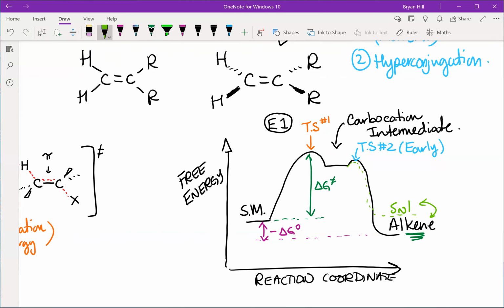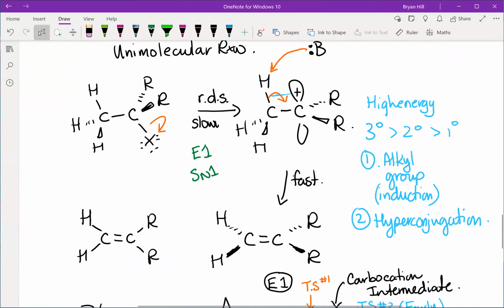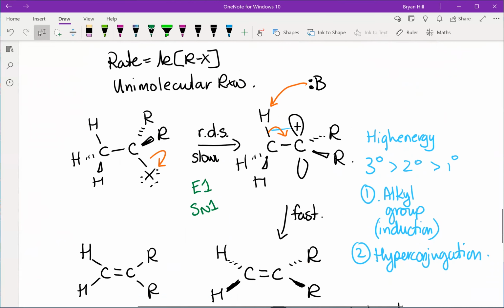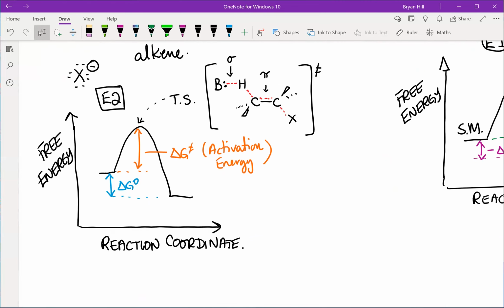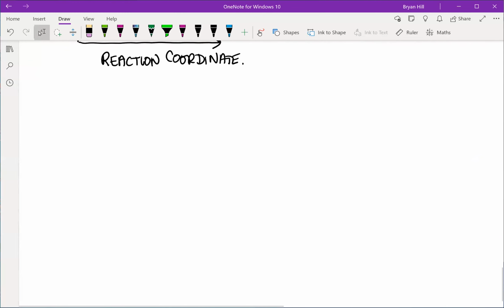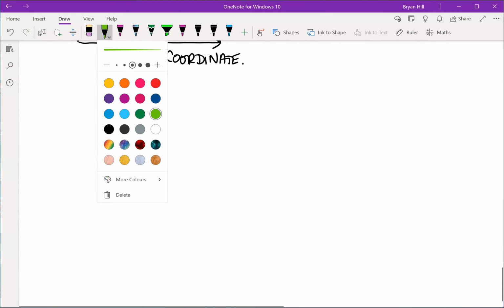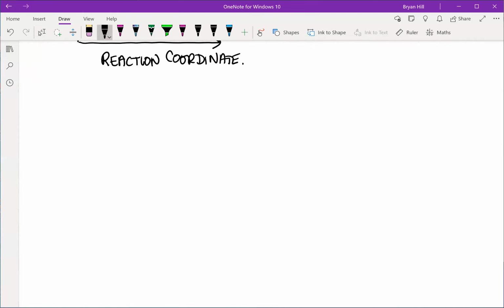So those are basically the mechanisms and the energy diagrams of our two types of elimination reactions. And so, yeah, that's basically the two. Now there's some key points for both of these.